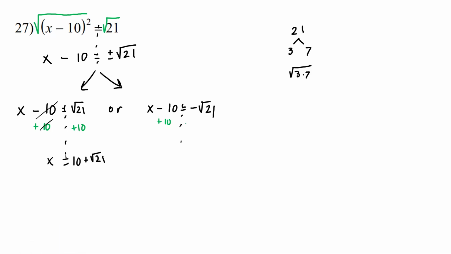So this one, I'm going to do the same thing. Minus 10 plus 10 cancels out. And then I have x is equal to, I'm going to put the positive 10 first, minus the square root of 21. Again, I can't combine the 10 and the minus 21 because that 21 is protected by the radical.